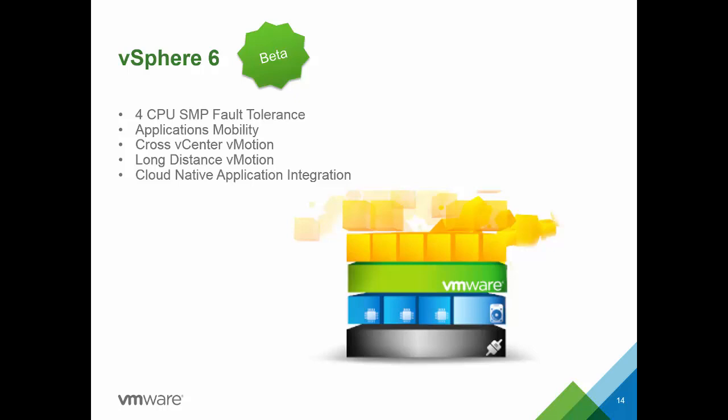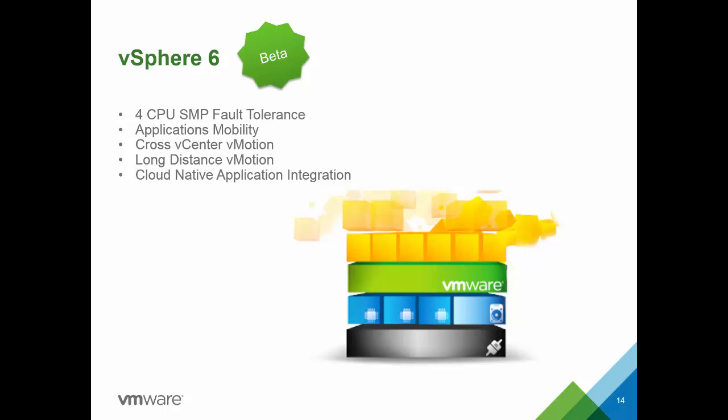So with vSphere 6, we are now looking at having the capability of doing up to 4 virtual CPUs. So now we're going to be able to start protecting and using fault tolerance for a lot of these larger applications, whether it be vCenter or maybe an Exchange server, SQL server, whatever. A lot of these bigger, heavier load application servers we can now protect using fault tolerance. They're also making some improvements on application mobility.